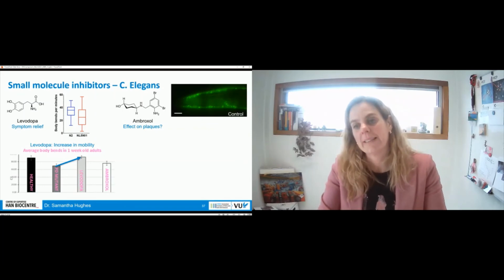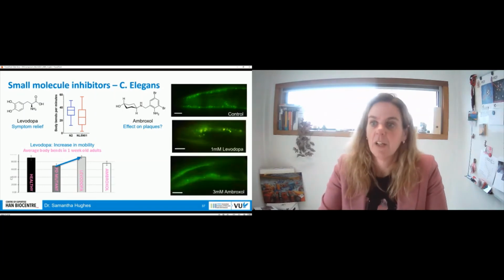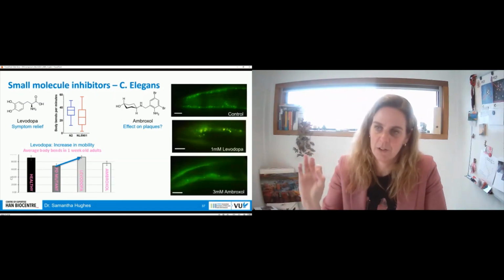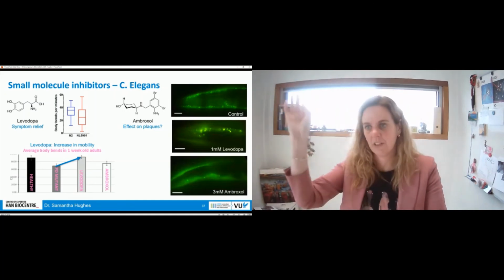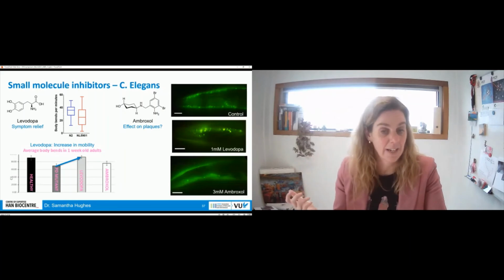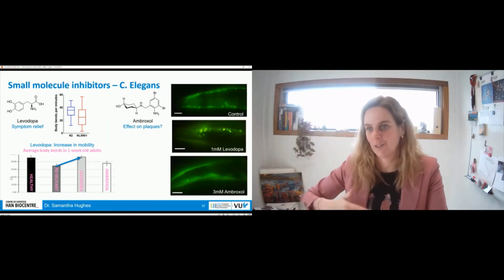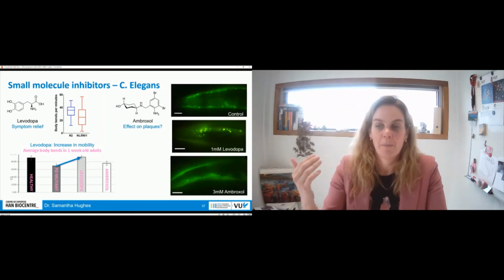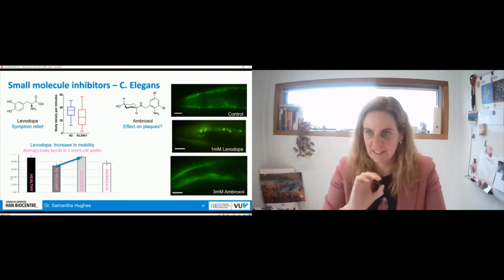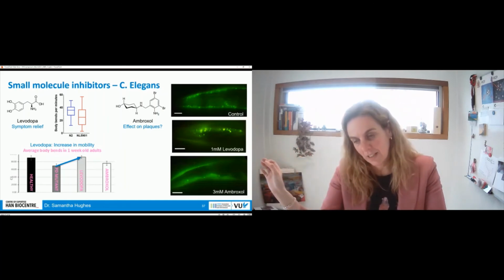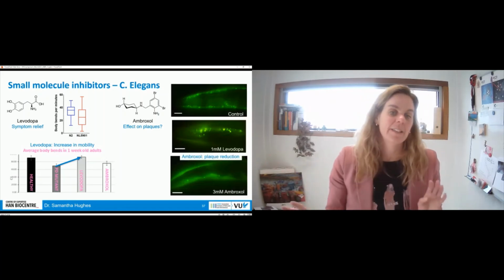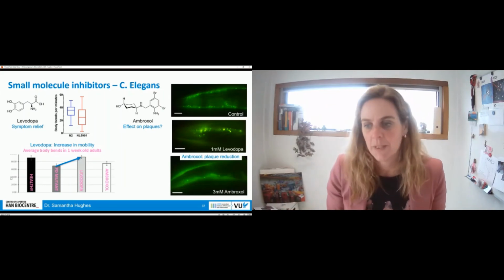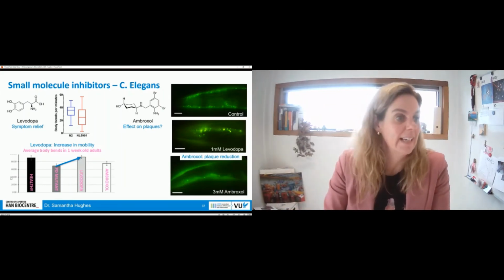When we look at the plaque formation, we can see for the control, so it has no drug, you still have the plaques. And if you go to the levodopa one, you see all the spots. So it doesn't affect plaque formation, so that's still there. But for ambroxol, you can see that the spots are all gone. So actually, ambroxol indeed affects plaque formation. So that's very interesting. And these are just a study of, at this moment, 20 worms. And now we, of course, scale up this study.